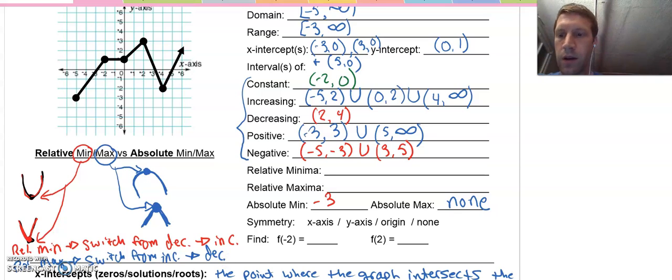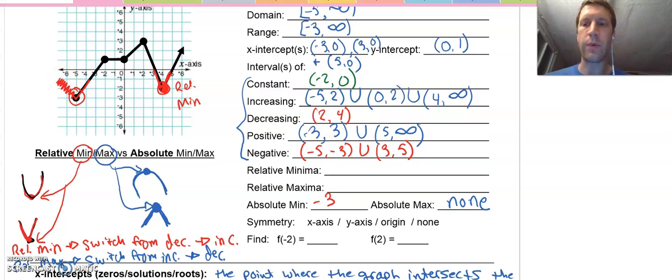So let's look at our graph. What do we have here? Let's see, minimum I did in red. This point here looks like a V, right? I go from decreasing to increasing, so that is a relative min. How about this point over here? I would say no, because by definition I must go from decreasing to increasing, and I'm missing this decreasing section before that point. So that is not a relative minimum.